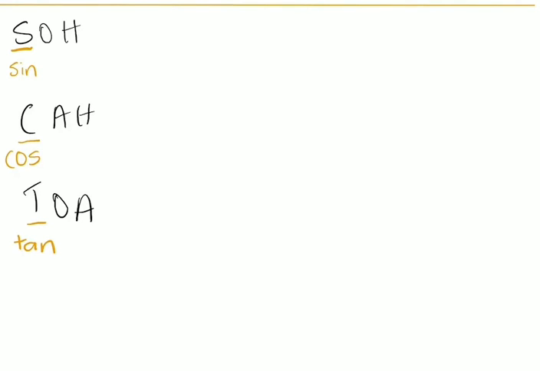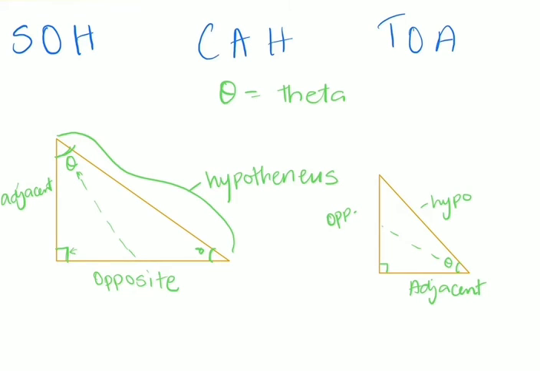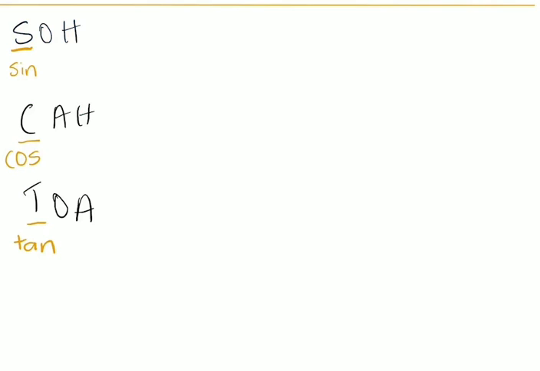So that is what our S, C, and T stand for. You're just going to have to memorize that. Over time, you're just going to know what that is. And then we have our O, H, and A. If we go back to when we were labeling, you can see we already labeled opposite, adjacent, and hypotenuse. Now we're going to need that. Our O is going to stand for opposite. Our H is going to stand for hypotenuse. And our A is going to be adjacent. So to write this out, we're going to have sine, and we're going to put theta.